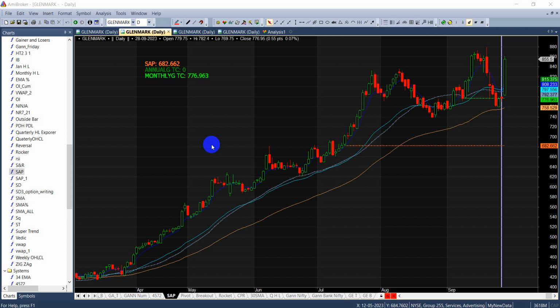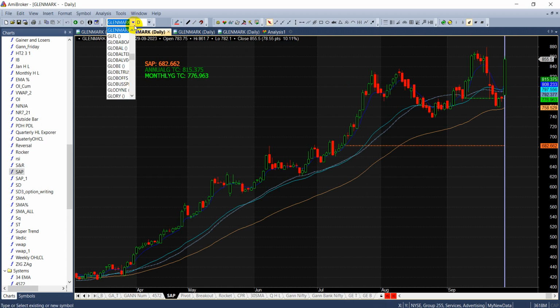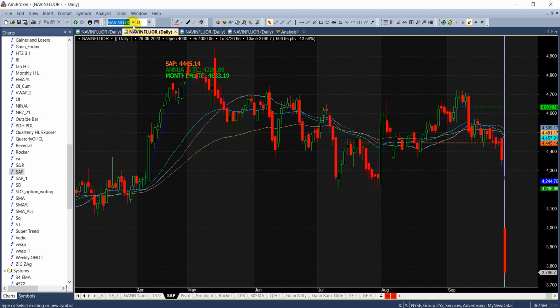So coming back to today's topic, which is on time cycles in stocks. As you can see here, Glenmark was up almost 10%, and Navin Fluorine was down almost 13% on 29th. So can these moves be captured well in advance? If you capture the move on this date, most of it is gone because it opened with a huge gap down. So how you can capture these moves well in advance is what we'll try to discuss and understand.